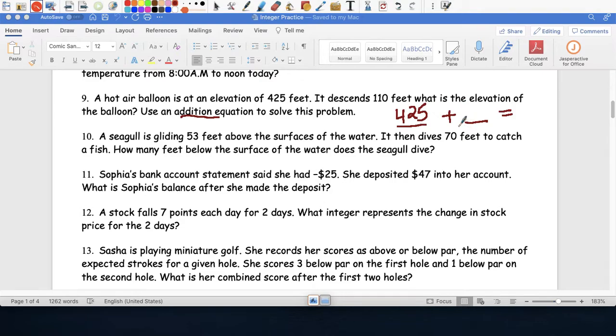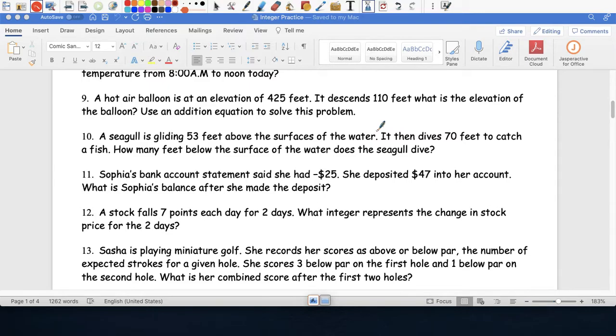It descends. So are we adding 110, or is it minus, or plus negative 110? Well, in this case, it's going to be plus negative 110 because it's descending. Descending means to go down. So our answer is going to be 315, I think. Yeah. So where is he now? After that, he's still above ground at 315 feet above ground.